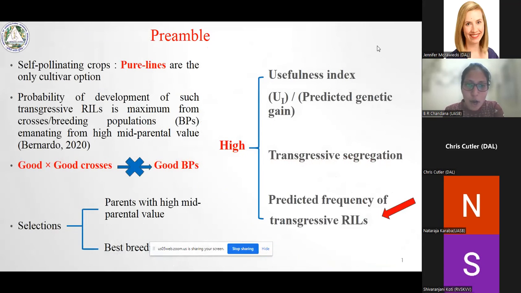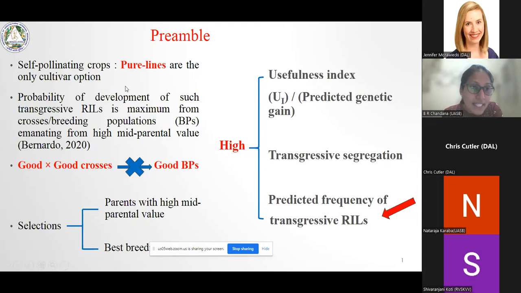For most predominantly self-pollinated crops like horse gram, pure lines are the only cultivar option. The recombinant inbred lines derived from bi or multi-parental crosses, better than their parents or the existing cultivars, serve as new pure line cultivars. So to develop these recombinant inbred lines, a selection of good parents gives a head start to the breeding program. So the most important question in this scenario is how to select parents for making crosses.